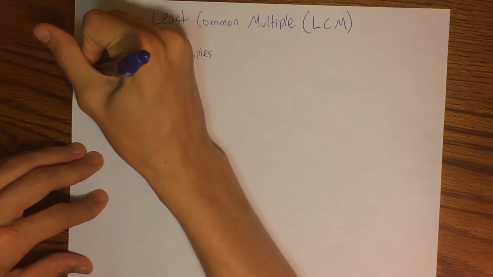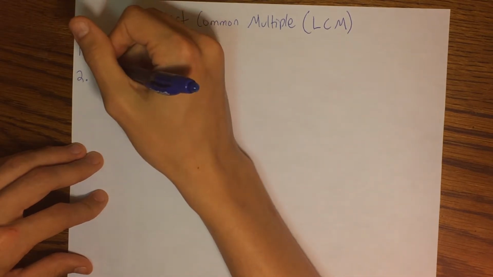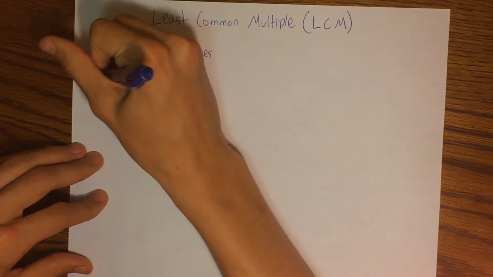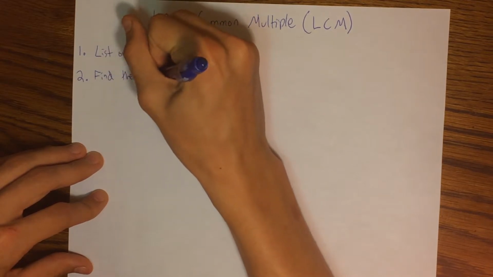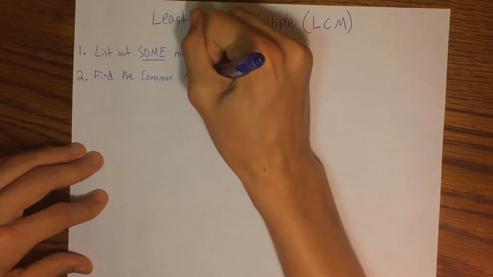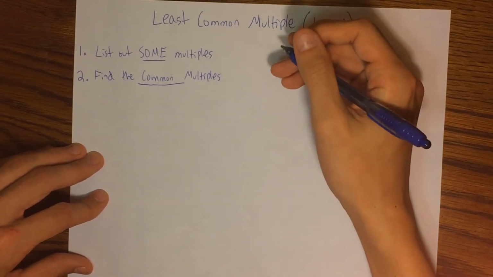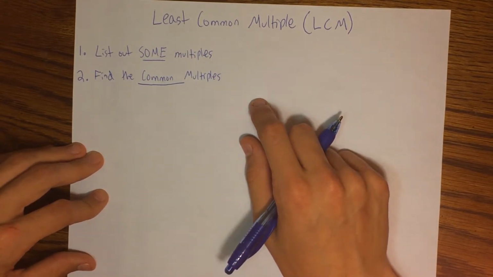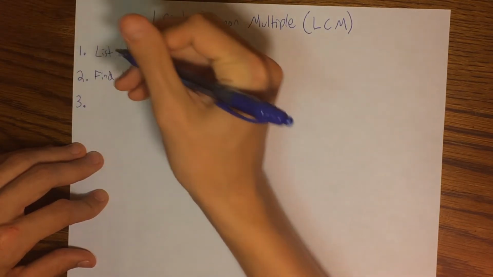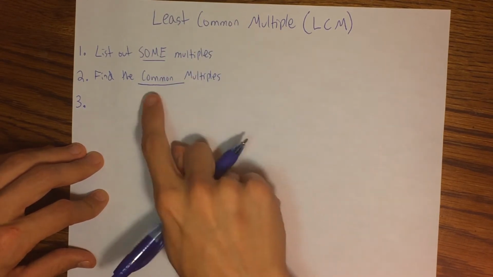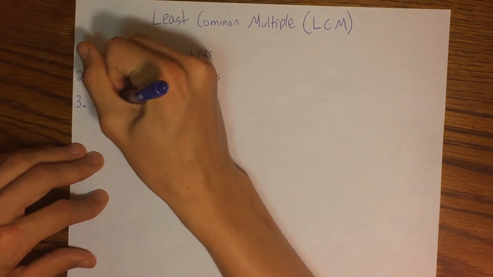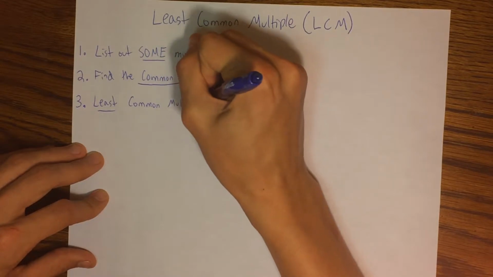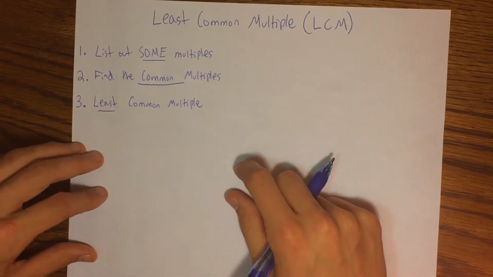Okay? So after we do the first step, we're going to go to the second step, and that's where we look for the common multiples that we've listed out. Among the multiples that we've listed out, we're going to find the common multiples. That's only going to be a select few of them. Then once we find the common multiples, we're going to find one and only one special common multiple, and that is the least of the common multiples. In other words, which multiple is the smallest? Which one has the smallest value? That's what we're looking for, this three-step process.